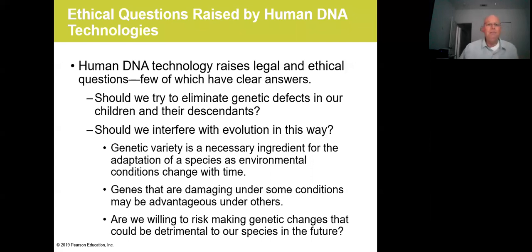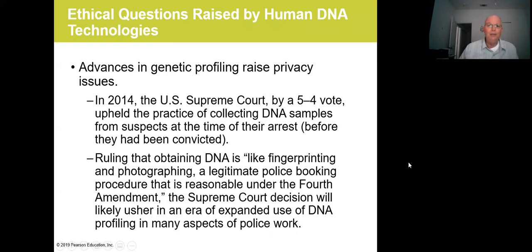But what if you go ahead and make genetic changes that do affect the reproductive organs and therefore the gametes? That change will then be propagated to the next generation and subsequent generations. Are we willing to do that yet? That may very well be a question that your generation will be asked. In the meantime, because of the availability of genetic profiling technology, a number of legal issues have been raised.